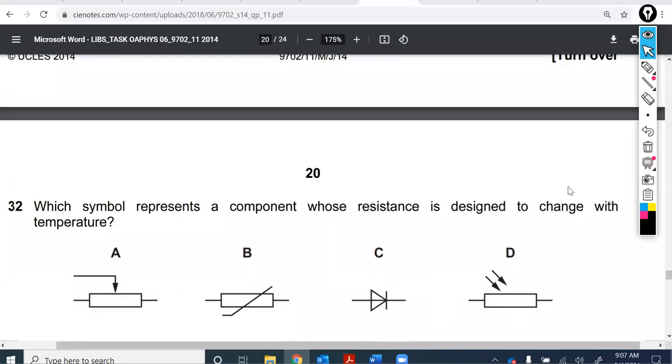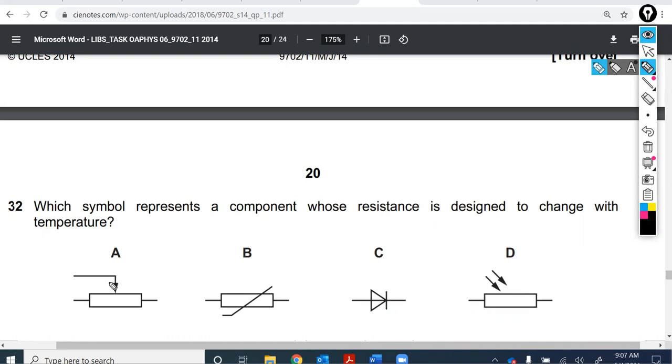Right, this question reads, which symbol represents a component whose resistance is designed to change with temperature? Let's go through them one at a time and really explore the physics in each one. So this is the symbol for a variable resistor. Okay, so this is not the right answer. It's not designed to change with temperature. It's designed to change with the operator's control so that we can slide.